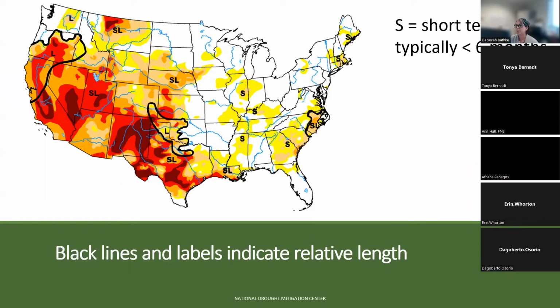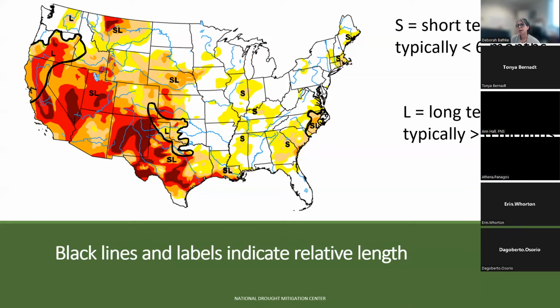As I've already said, the map depicts time scales of drought conditions. So an S that you see over parts of the eastern US represents drought that has been present on timescales of about 6 months or less. With shorter term drought, you generally see impacts to agriculture or grasslands. When you see an L, which is over parts of the Pacific Northwest and the Texas and Oklahoma panhandles, that represents conditions that have been present for longer than 6 months.